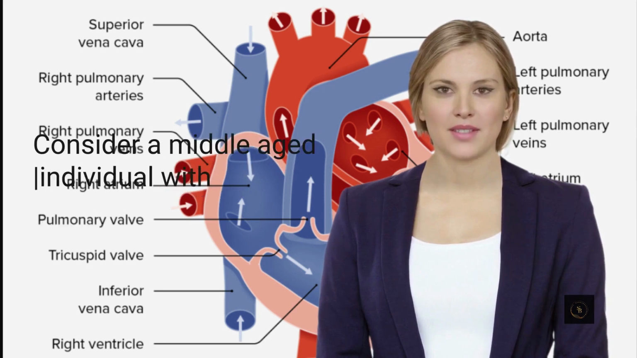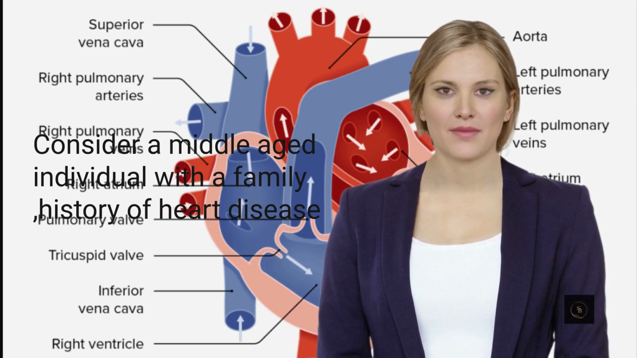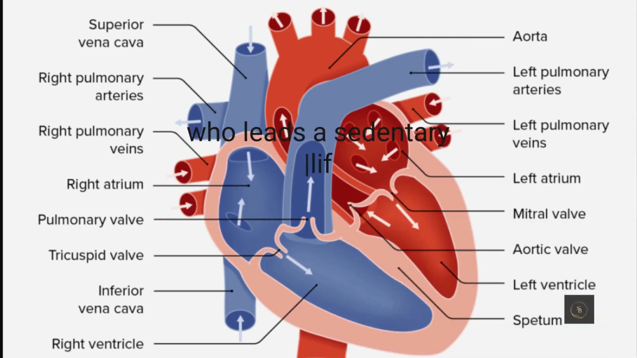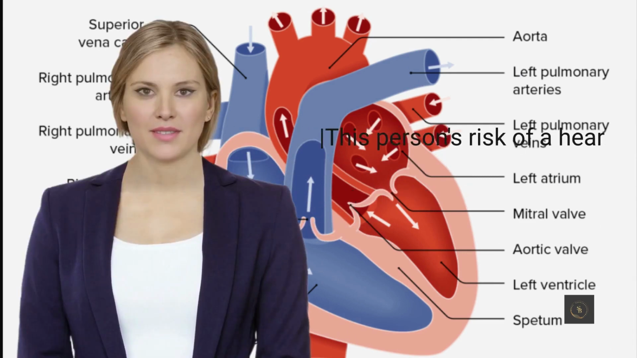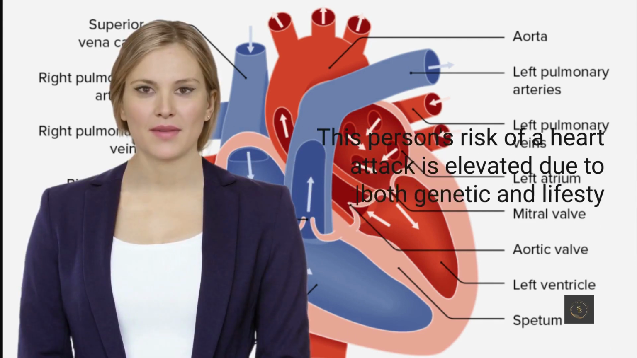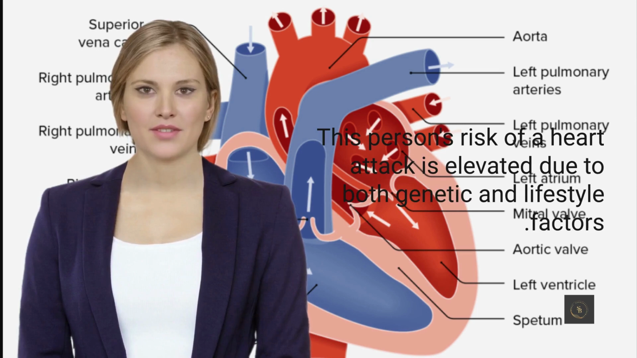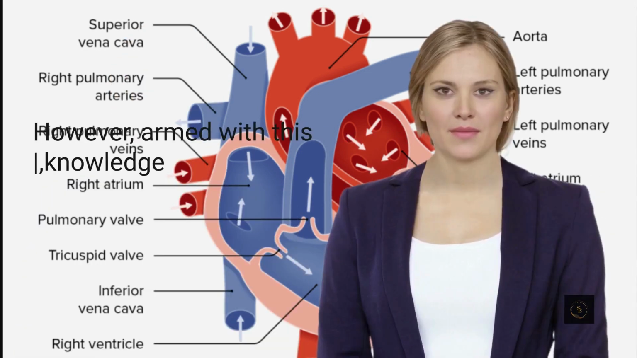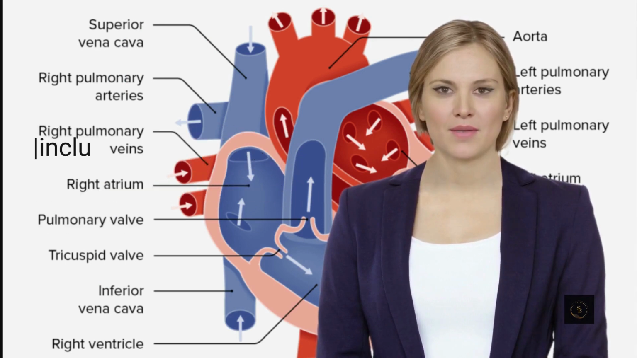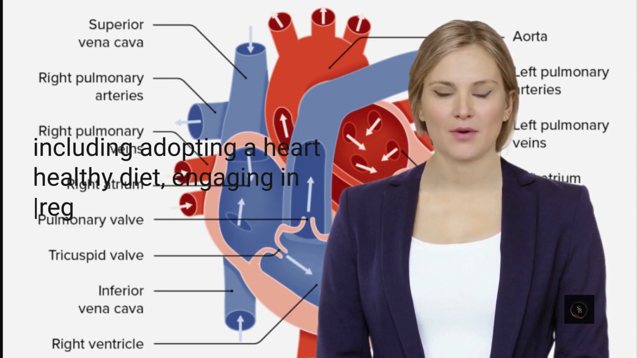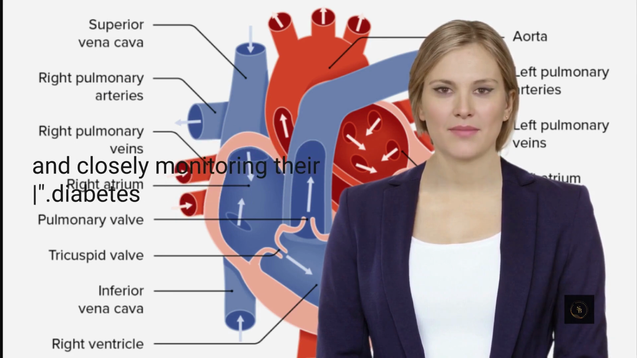Consider a middle-aged individual with a family history of heart disease, who leads a sedentary lifestyle and has recently been diagnosed with type 2 diabetes. This person's risk of a heart attack is elevated due to both genetic and lifestyle factors. However, armed with this knowledge, they decide to make significant lifestyle changes, including adopting a heart-healthy diet, engaging in regular exercise, and closely monitoring their diabetes.